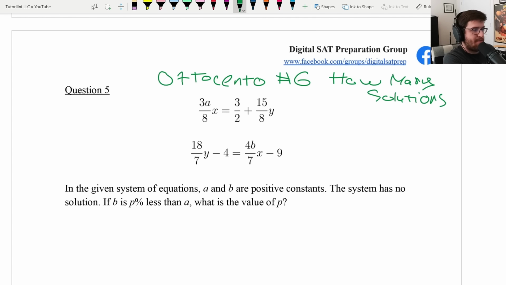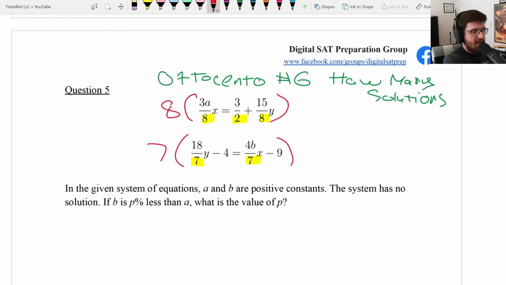Hopefully we see that for 7 and 7, the LCD is just 7. So we're going to multiply by 7. For the top one, 2 and 8, it is just 8.